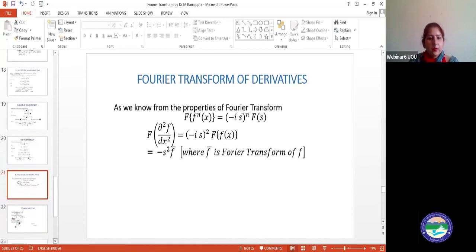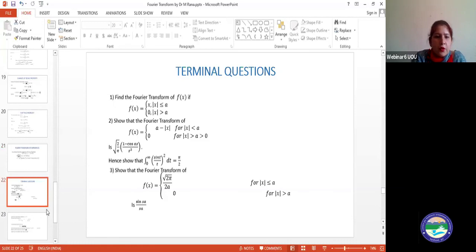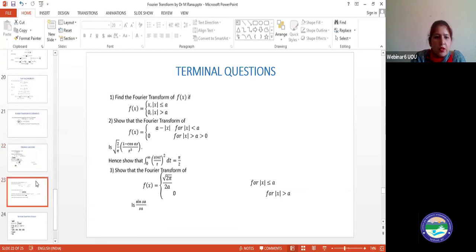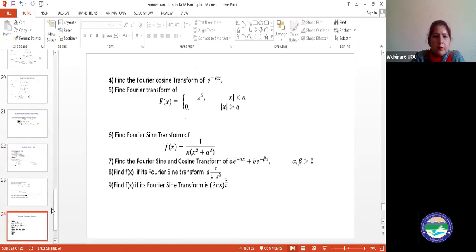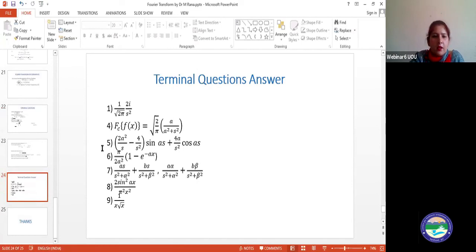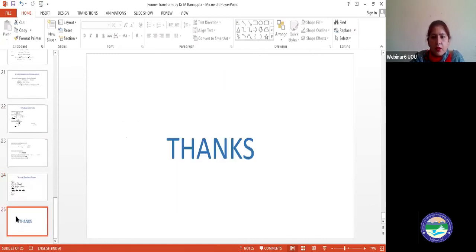So by using these properties, you can easily calculate the Fourier transform, Fourier sine transform, and Fourier cosine transform. Here are some questions for you. You can take a snap, or I will send these questions in our WhatsApp group. And these are the answers to these questions. You can calculate them and then check whether your answers are wrong or correct. So thank you so much.